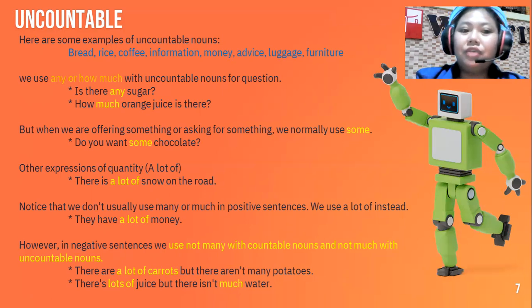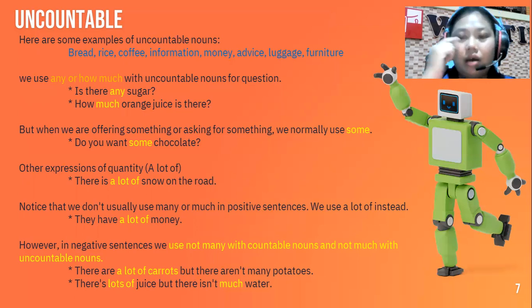And then we can also use another expression of quantity, a lot of. There's a lot of snow on the road. Remember, snow here is uncountable. And notice that we don't usually use many or much in positive sentences. It doesn't mean that you cannot use it. You can use it, but it's not very common. We usually use much and many for the question.